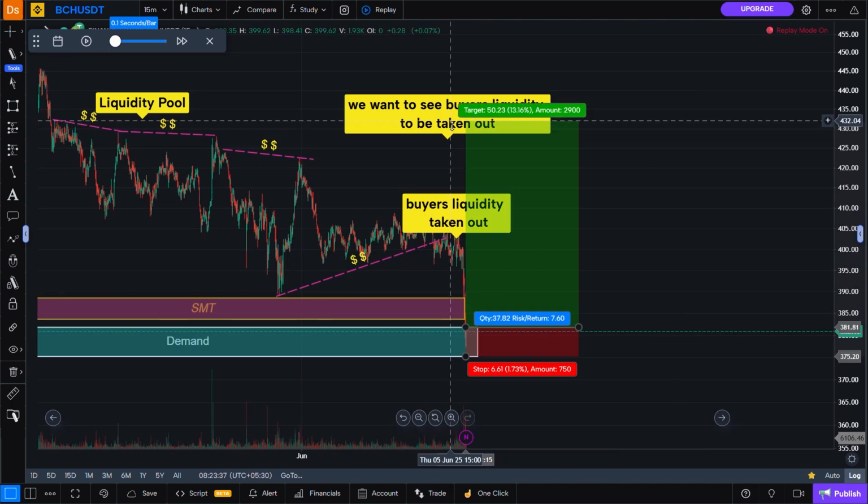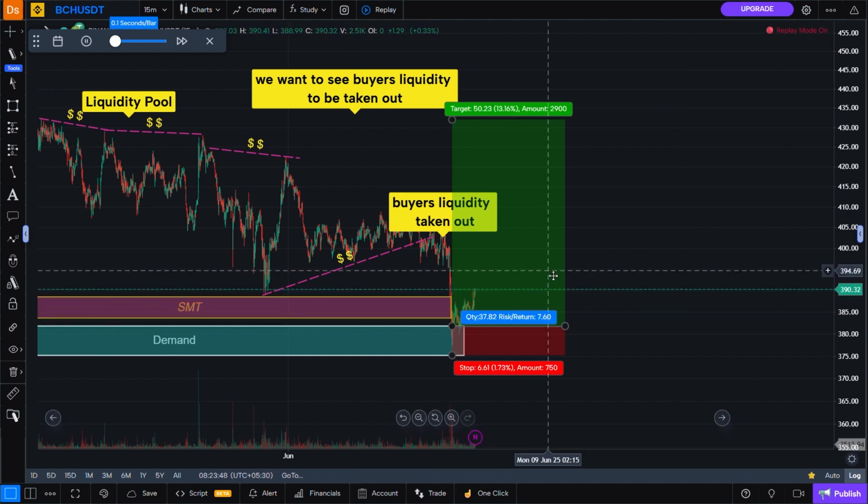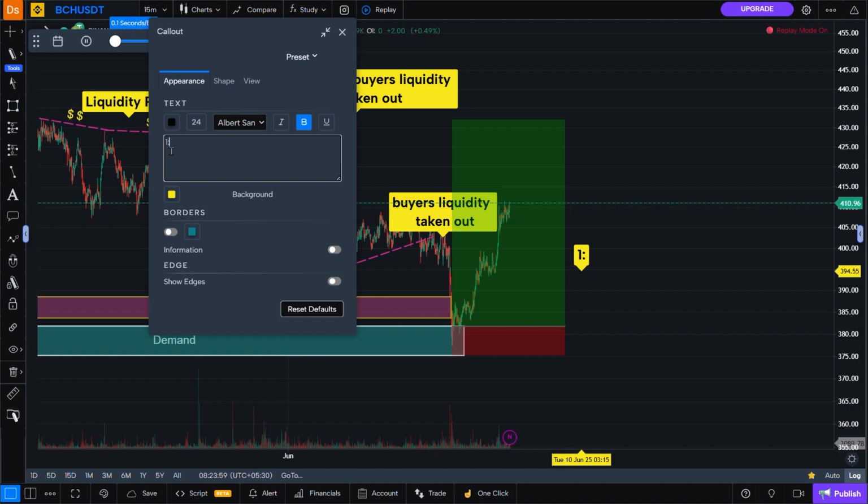But we're not stopping here. In part 2, I'll show you how to combine this setup with entry models to get an even tighter entry and push for RRs of 1 to 10 or more.